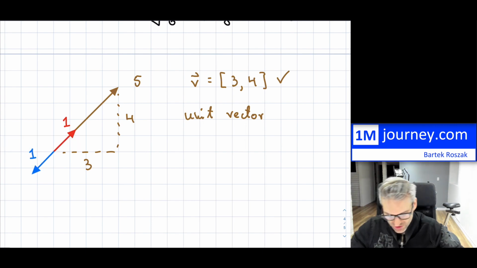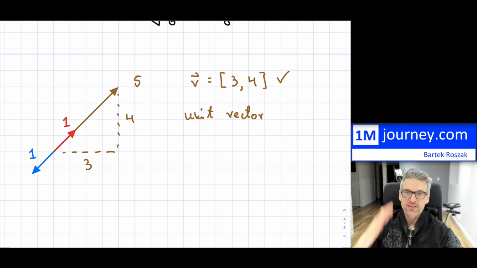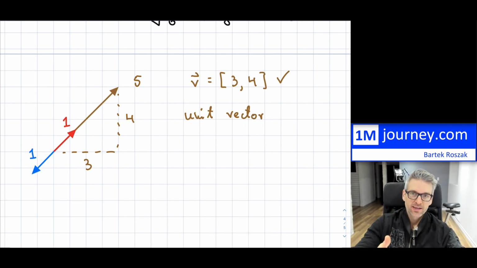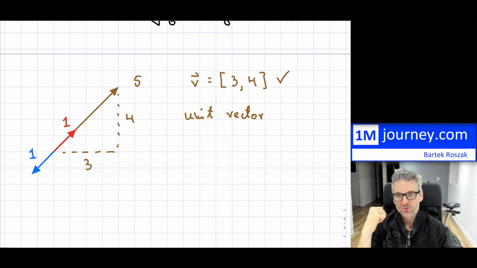So both of these are collinear. They're in the same exact line, so collinear, so the same line, and they're either in the same direction or in the opposite direction. So there's always two unit vectors with magnitude of 1 that are going to be collinear.